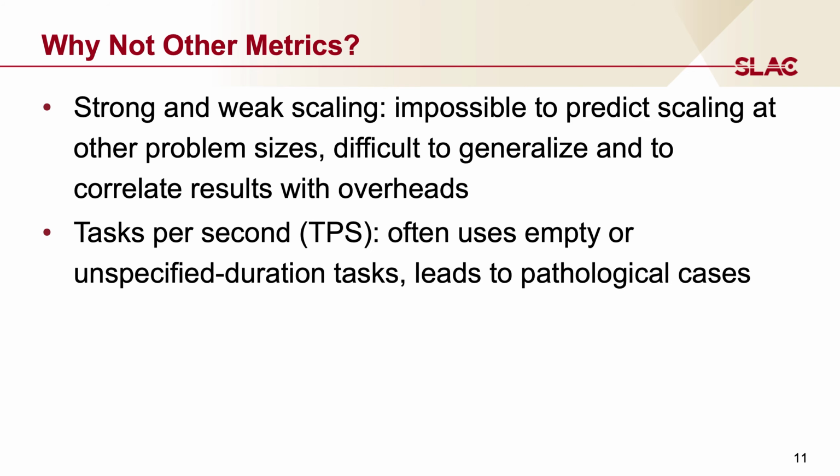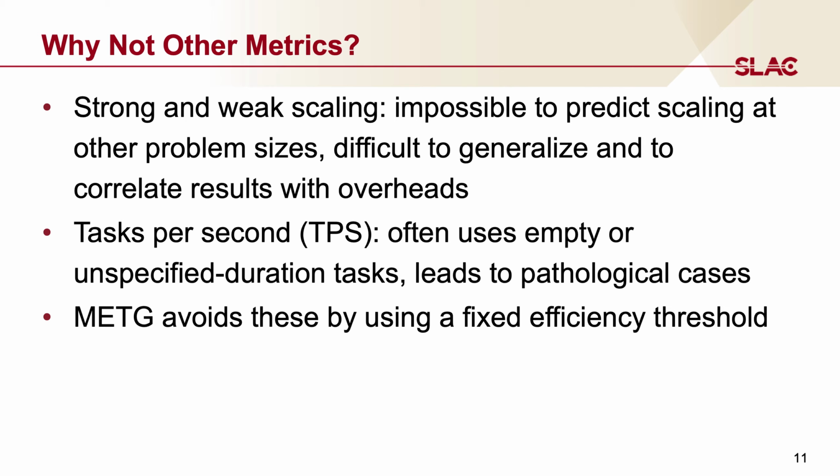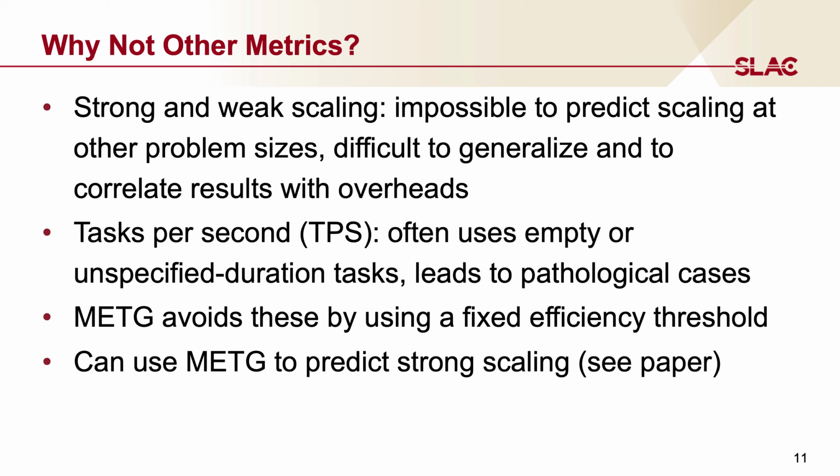Tasks per second is a second metric and has much the same issue. Large tasks hide overhead, small tasks may not reflect performance accurately. METG avoids both of these issues by using a fixed efficiency threshold. And in fact, we can also use METG to predict other metrics. For example, the paper shows that we can predict strong scaling to within a bound using our METG measurements.